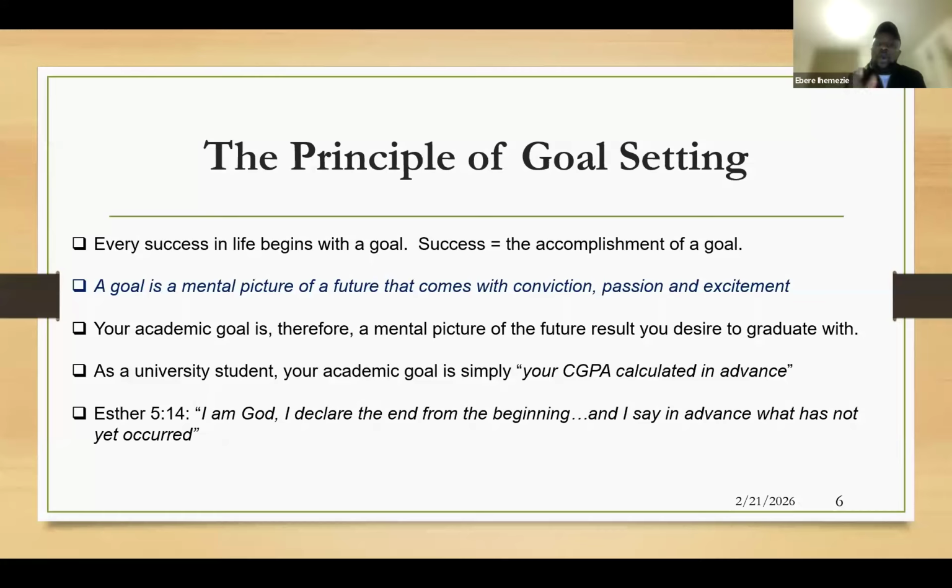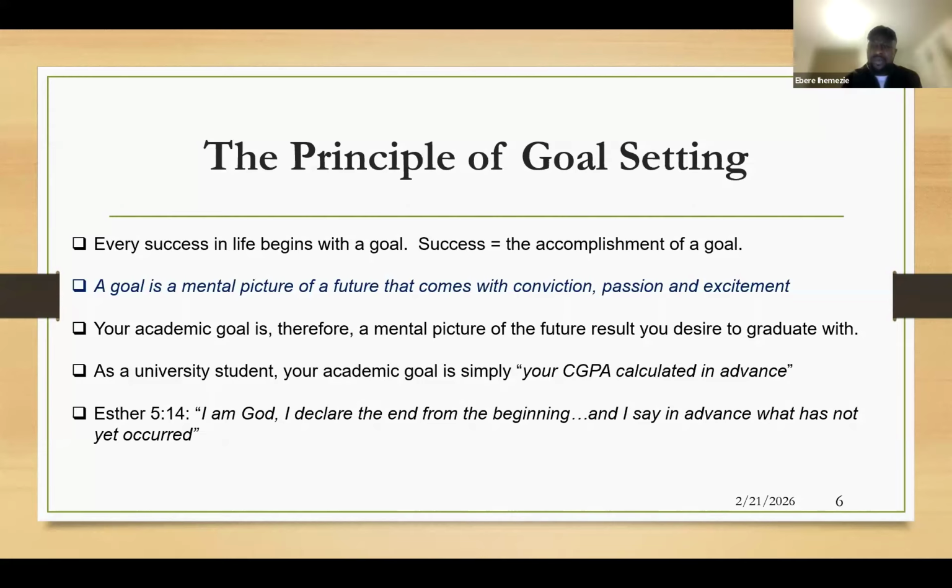So a goal is that mental picture of the future that comes with conviction, and is a preferable future, the future that you want. If you bring this down to academic goal, your academic goal is therefore a mental picture of the future results you want to graduate with. So let's say you're a first year student here, or you're in your second year or third year, depending on wherever you are. Your academic goal is simply, remember, it's mental. You've not seen it yet, but you must be very clear in your mind. It's a mental picture of the future results you want to graduate with.